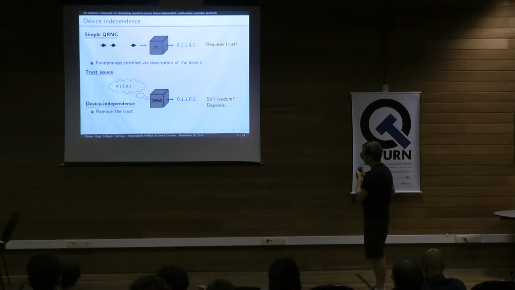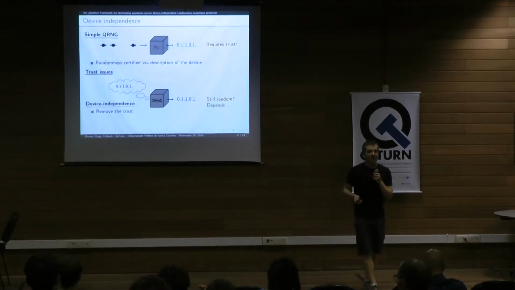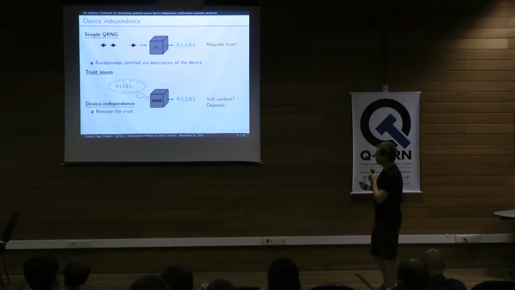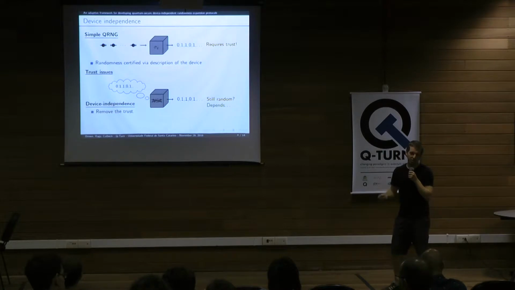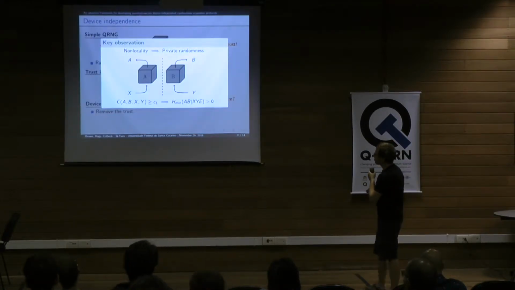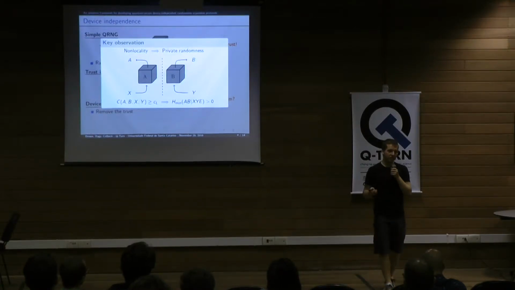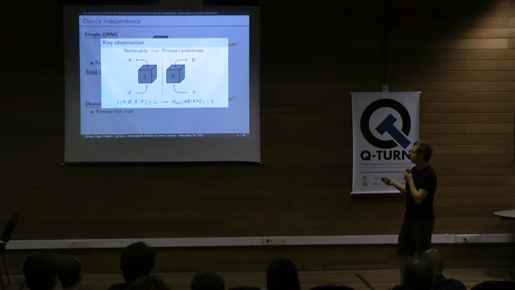And so kind of the extreme version of that, as we heard in Glaucia's talk, is device independence, where we try and remove as much trust about the situation as we can. And the reason that we can do this is because non-local correlations actually act as witnesses to private randomness. And so what do we mean by this?